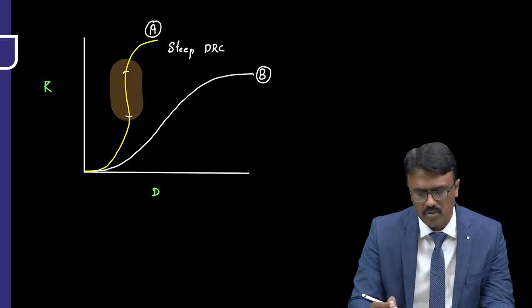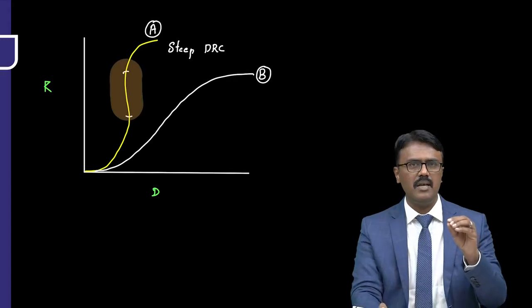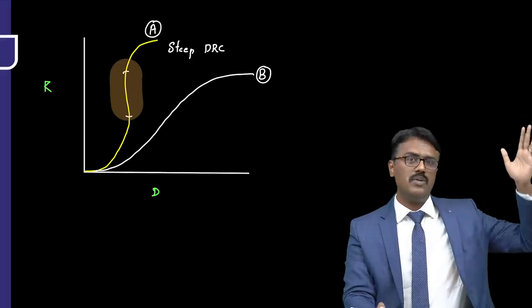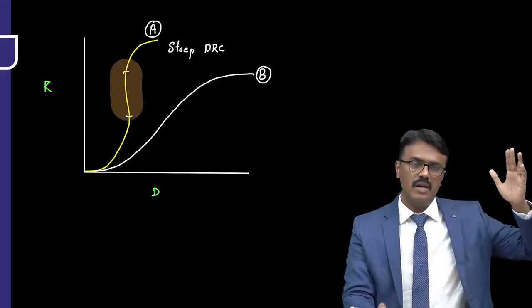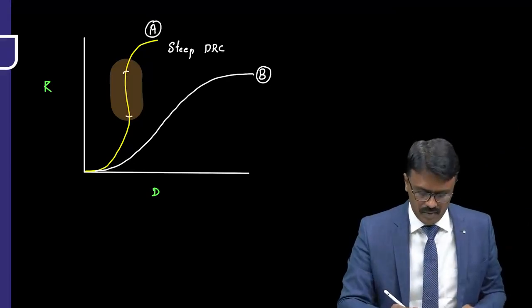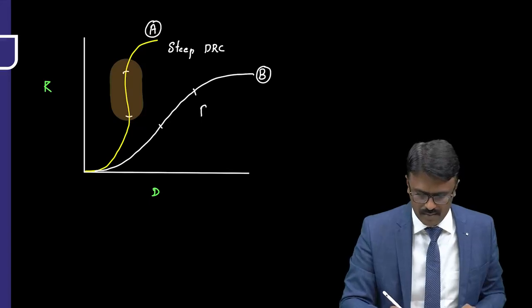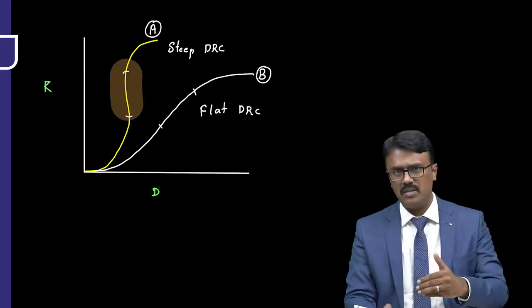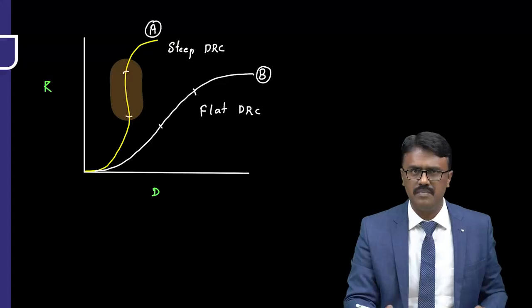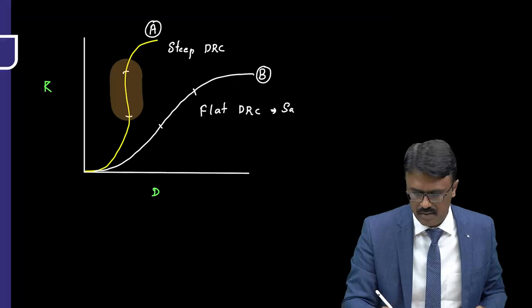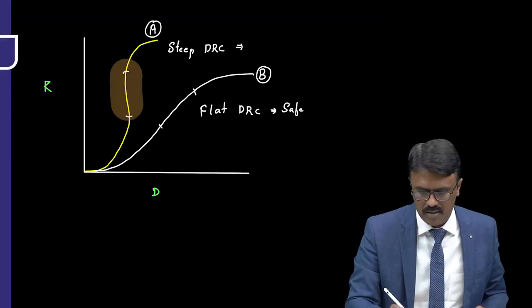What happens if the dose response curve is too steep? For example, if I give a bit of dose higher, patient will get huge response. Suddenly the heart rate may increase more. But if the slope is flat, even though if I increase the dose so much, the response is not so huge. So which one is safe? Flat DRC, this is safer, and steep DRC are less safe.